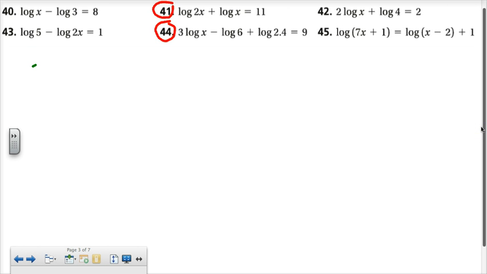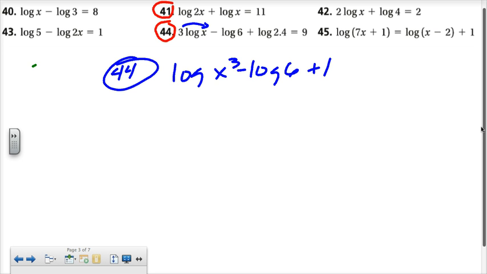That looks kind of fun. So 44. As I'm writing it down this first time, I'm going to go ahead and put that power back up. Remember, multiplication comes from powers, so that's the logarithm of x to the third minus the logarithm of 6 plus the logarithm of 2.4 equals 9. Now we go ahead and make any of the subtraction, division, and any of the addition, multiplication. So that'll be the logarithm of x to the third over 6.